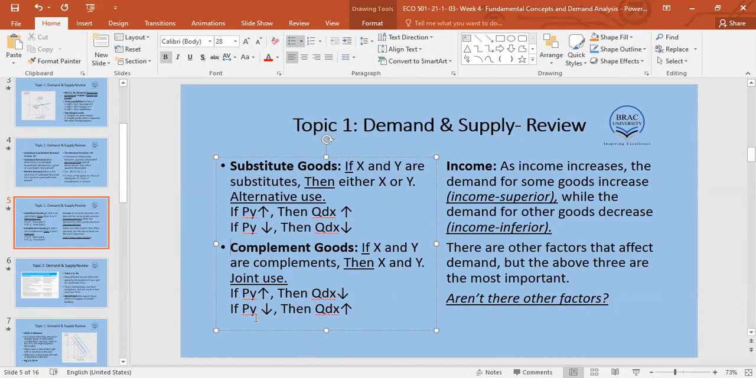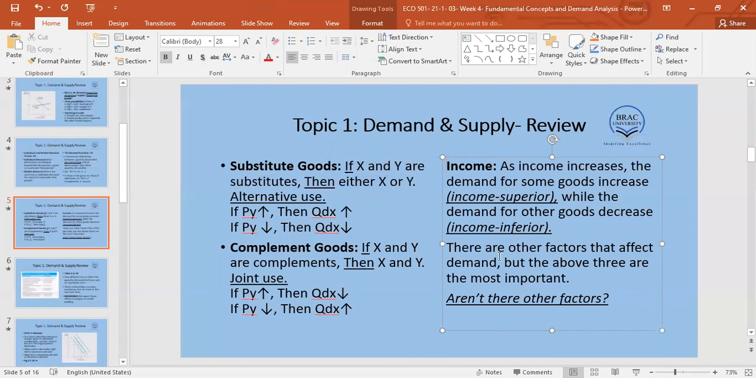If substitutes are defined as X or Y, complements will be defined as X and Y. We consume X and Y together. Okay, so if the price of Y increases, it's just the opposite direction now. Look at over here. Y increases, X increases. In the cases of complements, if the price of Y increases, since our income is given, so our demand for that good falls, etc. Now, with income, we do not get a definite relationship.